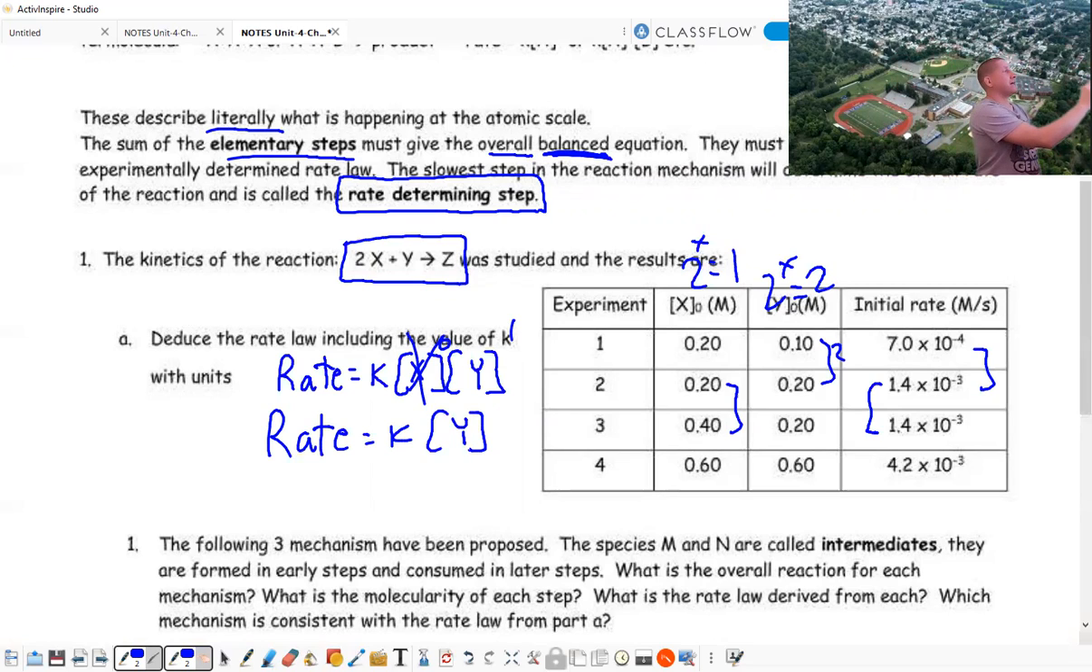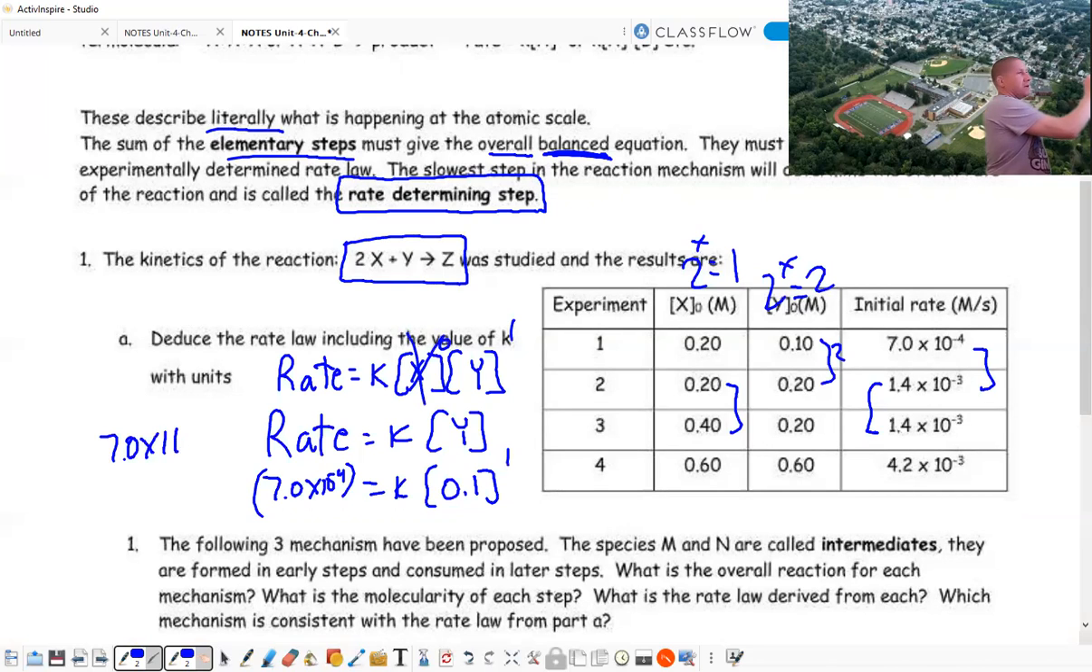Plug them in. 7 times 10 to the minus 4 equals k times 0.1 to the first. 7.0 times 10. So we're dividing by 0.1, which is 10 to the minus 1. Subtract them, negative 4 minus negative 1, so negative 3.